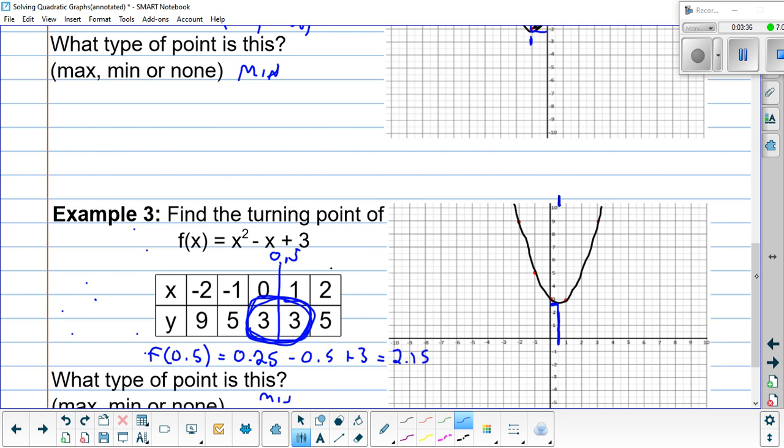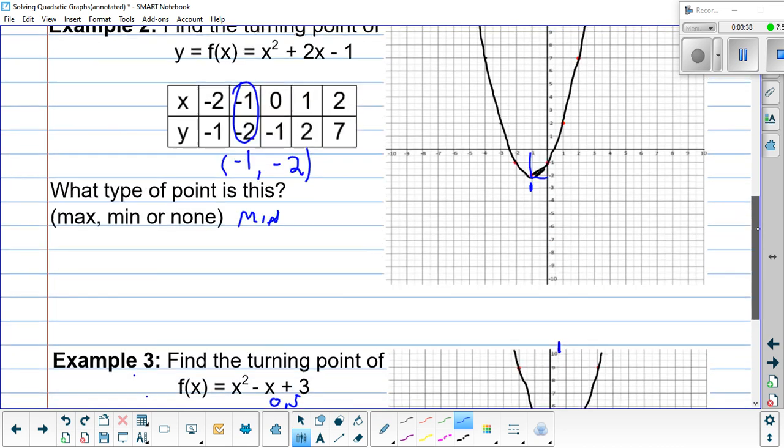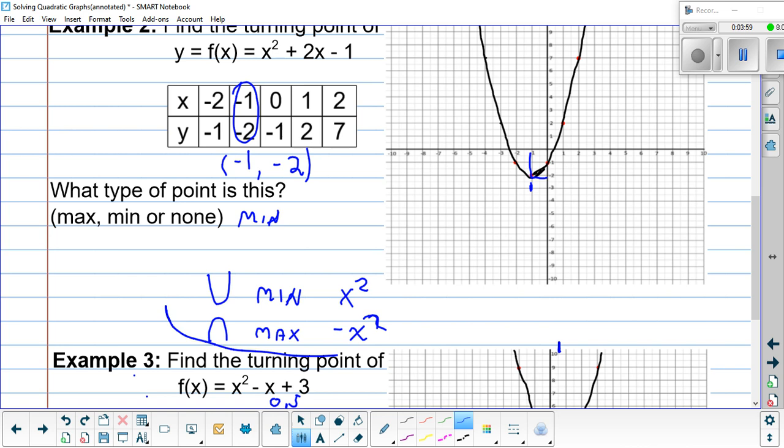What do we notice with all these minimum points? They all turned out to be minimums. All the minimums look like u's, and all the maxes would look like n's. Also, these come from x squared. A max only happens if you have negative x squared. So based on the equation, it can give you some ideas around it all.